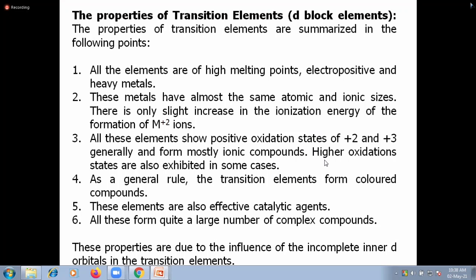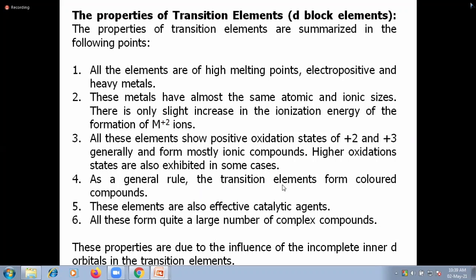Do you know what is that oxidation state? What does it mean, oxidation state? Capacity of donating electrons, the electrons donated from the last shell. Right. Capacity of donating electrons and capacity of accepting electrons. So basically the oxidation state becomes positive, that means capacity of donating electrons, for transition elements, right?